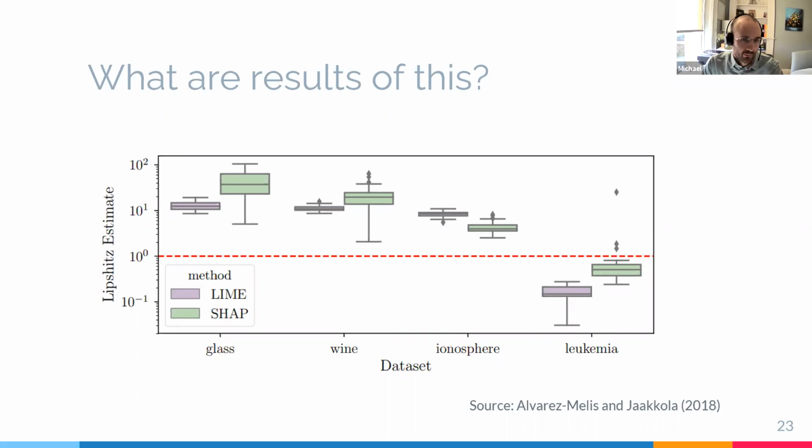These are different data sets from the UCI library of machine learning data sets, and this on the y-axis is the Lipschitz constant on a logarithmic scale. The interesting thing here is that there's a huge difference between different data sets, and indeed within different data sets. This range here is the difference between different instances within a specific data set.